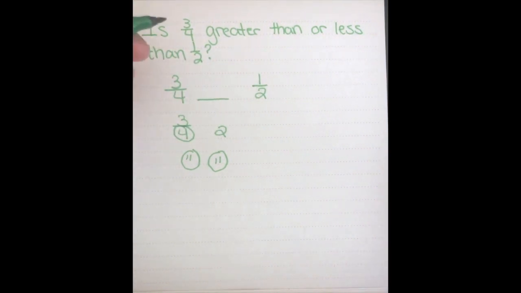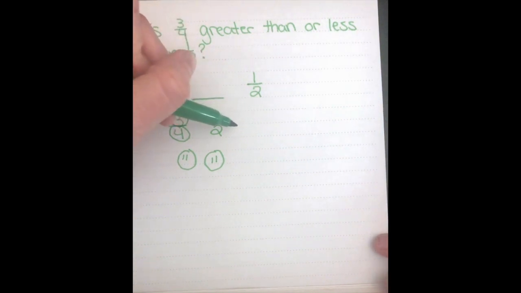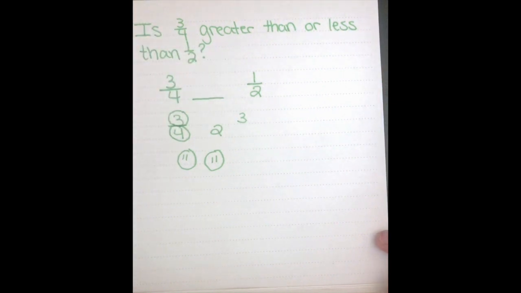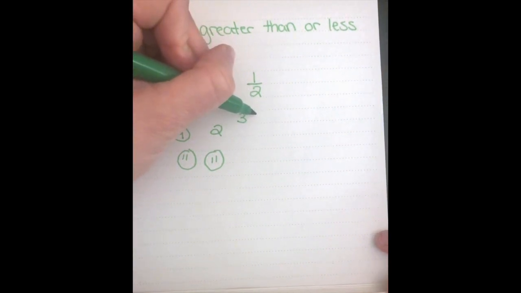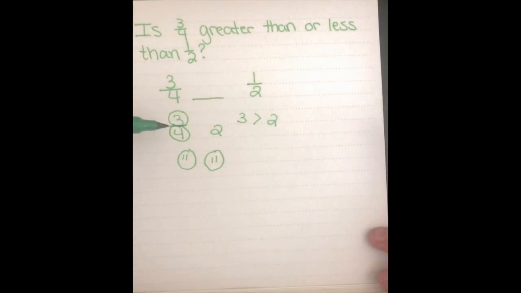Once I know what the half is, then I'm going to look at the numerator, which is the 3. And I ask myself, is the numerator greater than or less than half of the denominator? So this numerator is 3. Is it greater than or less than 2? 3 is greater than 2. When I know that 3 is greater than 2, then I know that 3/4 is greater than 1/2.